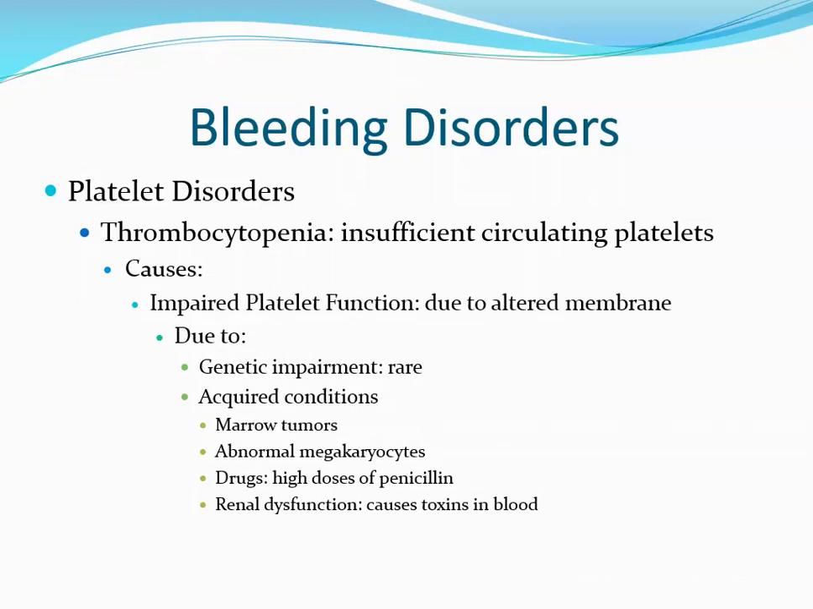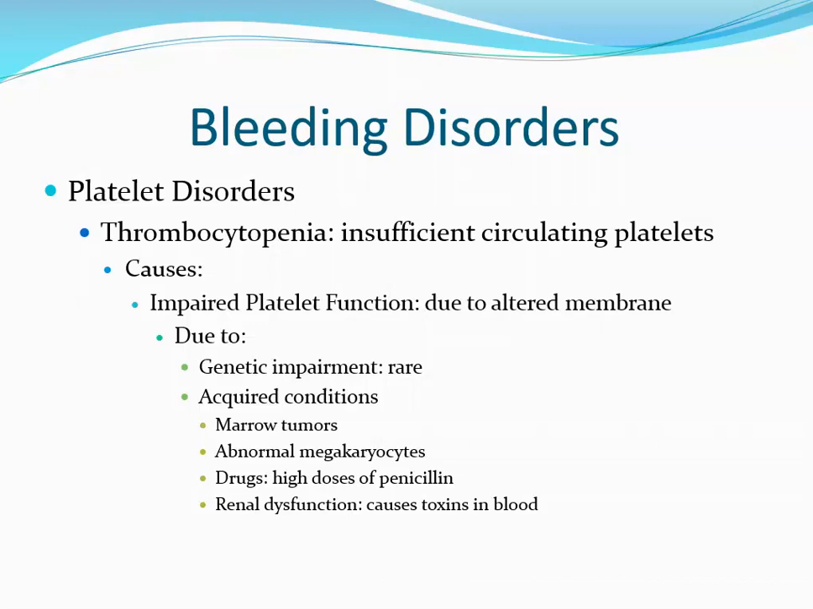Another cause of thrombocytopenia could be impaired platelet function. This involves an altered platelet membrane. When this happens, the platelets cannot bind to the damaged area and form a plug. So bleeding will occur even though the platelet numbers are okay. This could be due to genetic problems, which are relatively rare. More commonly, it's the result of acquired conditions.